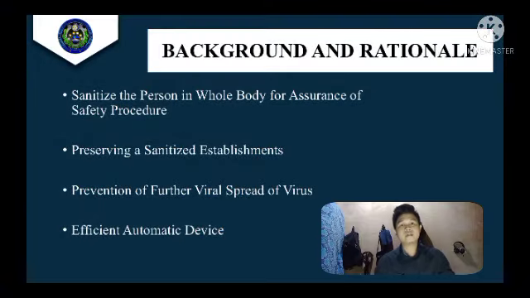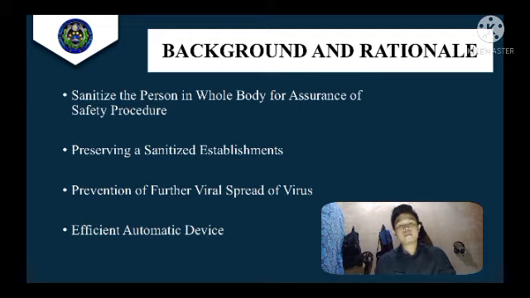Good day, ma'am, sir. I'm going to discuss the background and rationale of our research. Sanitize the person's whole body for assurance of safety procedure. There have been confidence-building measures rapidly instituted in the current coronavirus disease 2019, COVID-19 pandemic, without any specific evidence backing them up. Foremost among these measures is the so-called disinfection tunnel, DT, or sanitation tunnel.